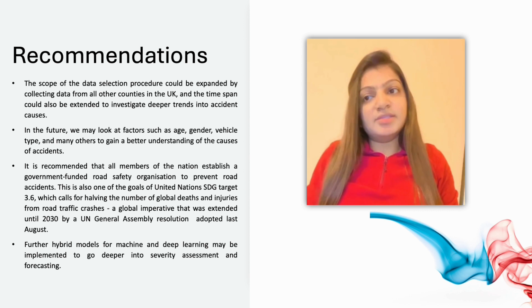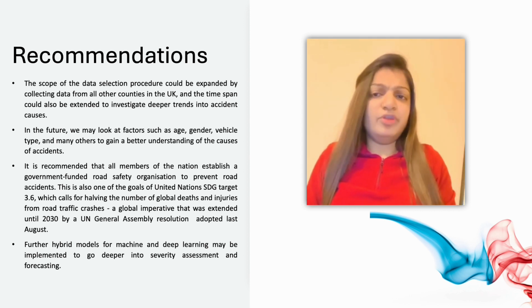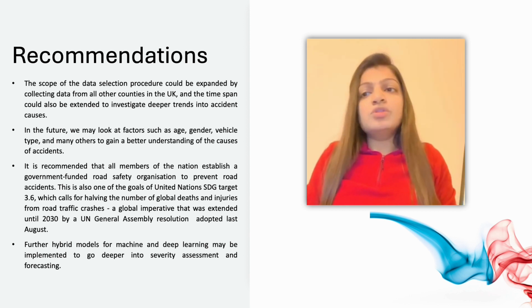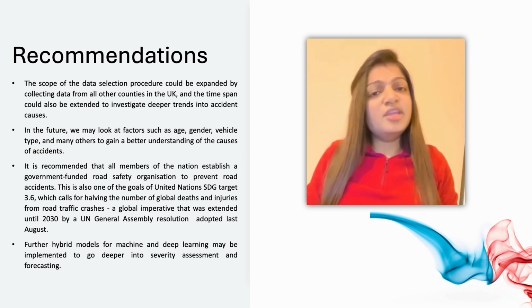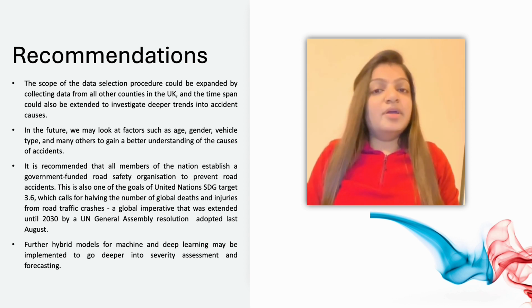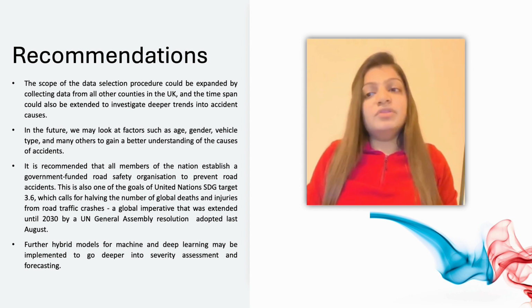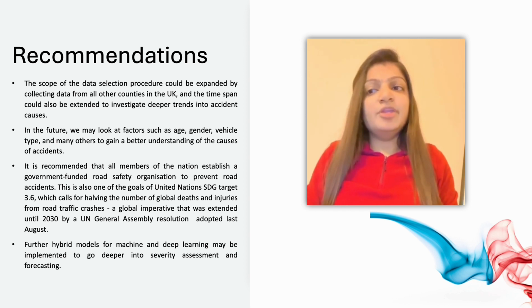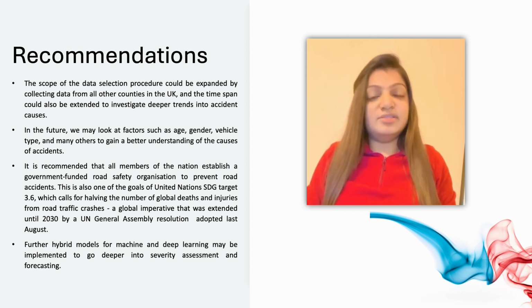To prevent road accidents, it is recommended that all the members of the nation establish a government-funded road safety organization, which is also one of the goals of United Nations SDG Target 3.6, which calls for halving the number of global deaths and injuries from road traffic crashes, a global imperative that was extended until 2030 by the UN General Assembly resolution adopted last August. Further, hybrid models for machine and deep learning might be implemented to go deeper into assessing and forecasting severity.